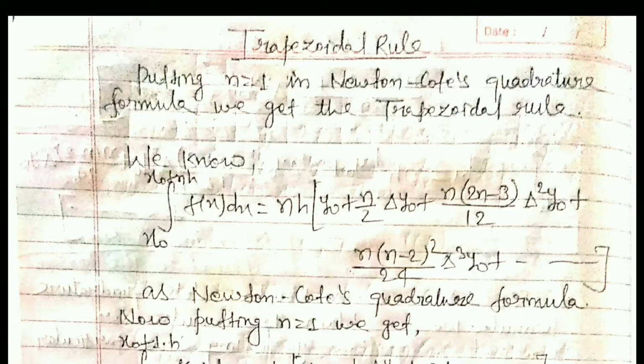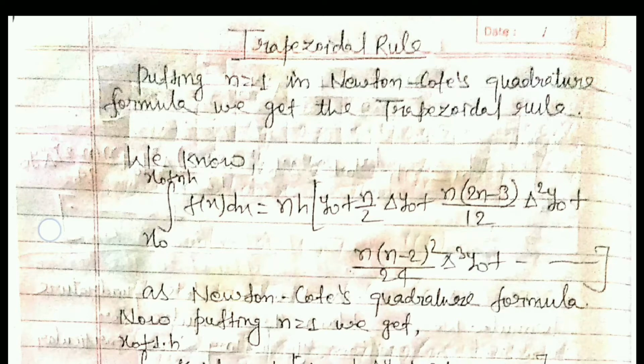This is the Newton-Cotes quadrature formula that you are seeing here. This is the integration of f(x) from one point to another. That means the limit x0 to x0 plus nh, and its value is nh into y0 plus n by 2 first difference of y0, plus n into (2n minus 3) by 12 second difference of y0, and so on, in this form. So this is known as the Newton-Cotes quadrature formula, as we know.